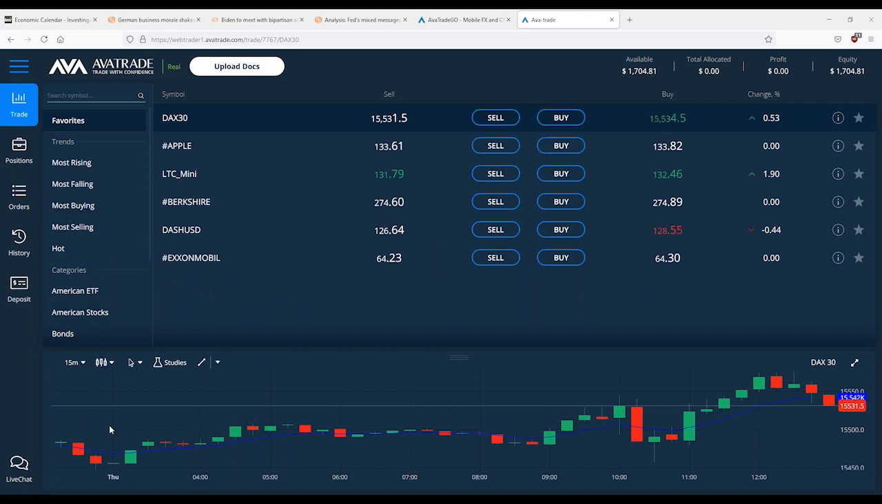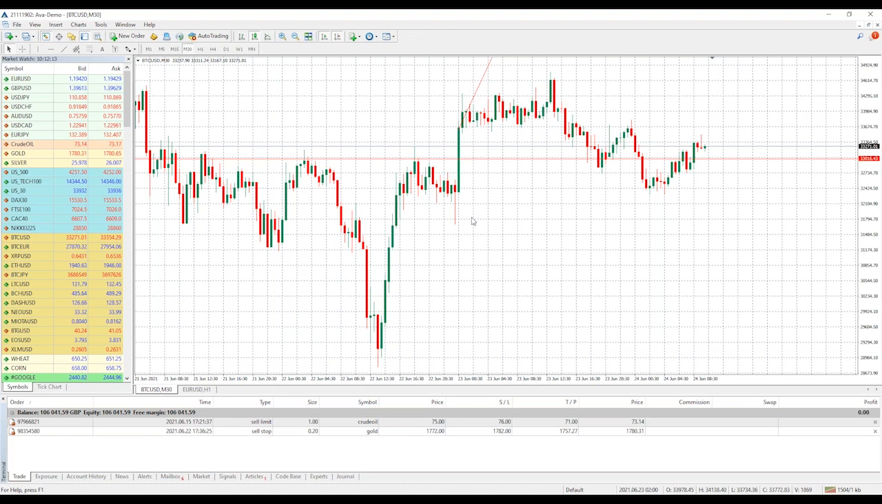All right, so let's jump on the MT4 platform. Let's take a look at the technical analysis of some instruments that might seem predictable based on the fundamental news as we know it.